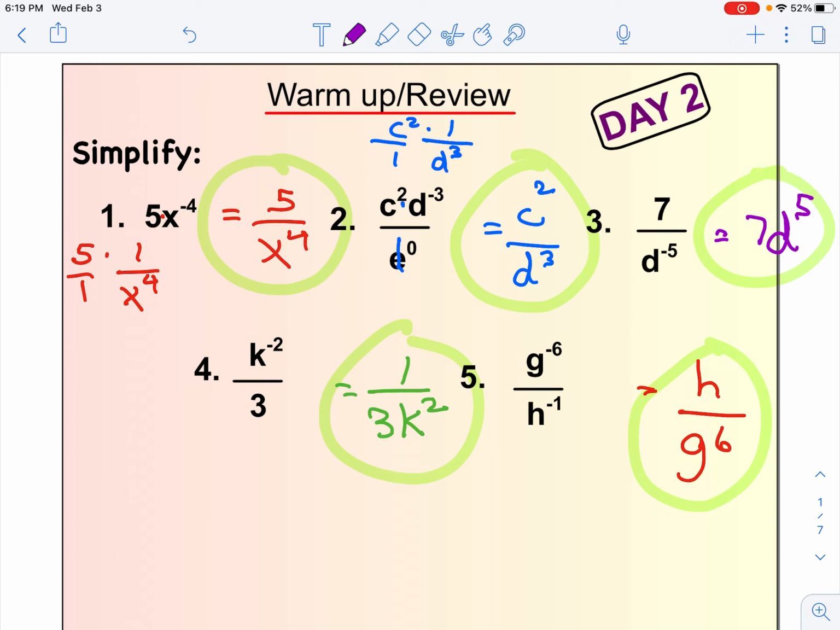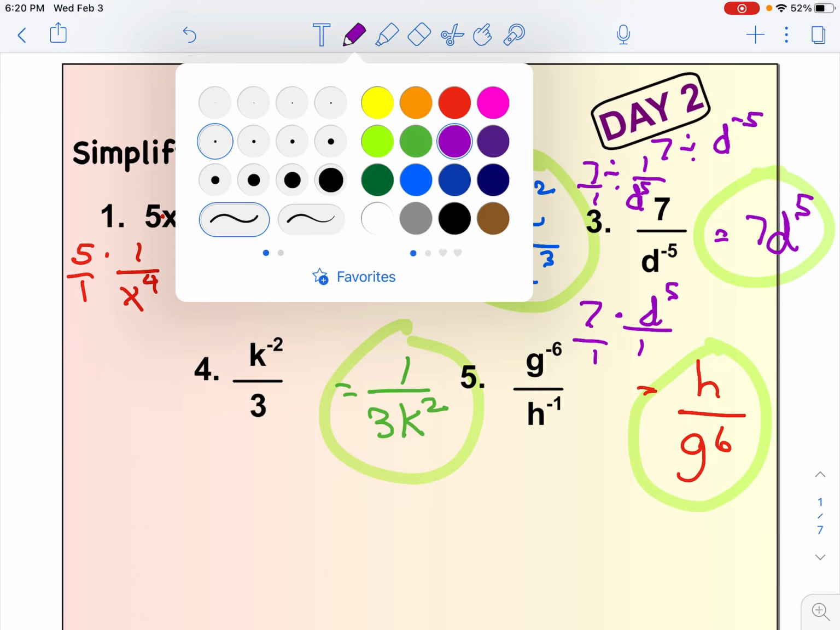In the next question, we have 7 over d to the negative 5. Remember, this is like writing 7 divided by 1, or 7 divided by d to the negative 5. And d to the negative 5 would be 7 divided by 1 over d to the positive 5. So now we are going to put a 1 under this and keep change flip. So now we get 7 times d to the fifth over 1. Again, multiplying your fractions, you get 7d to the fifth over 1.